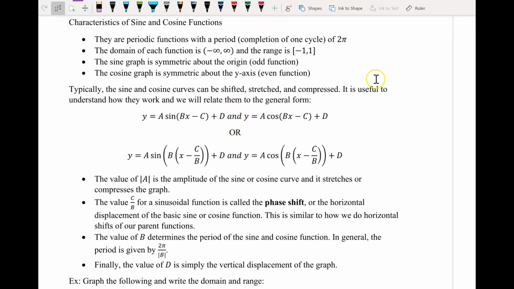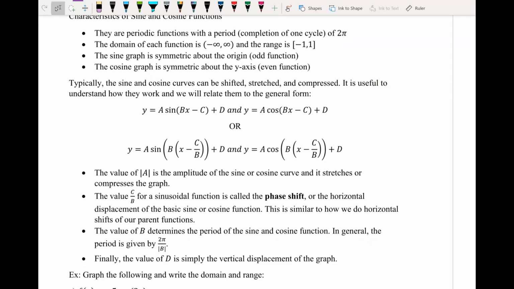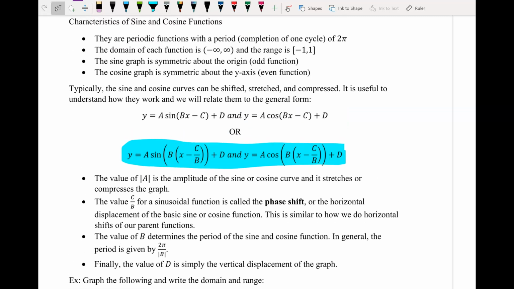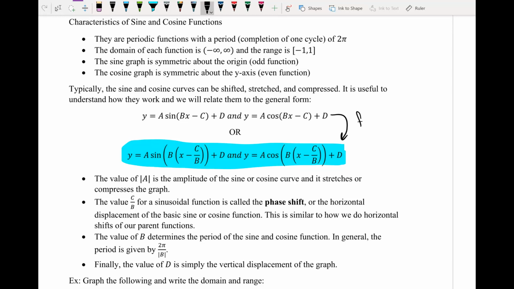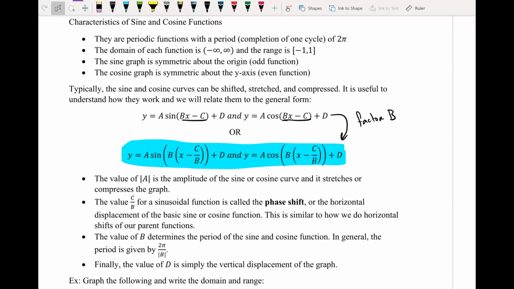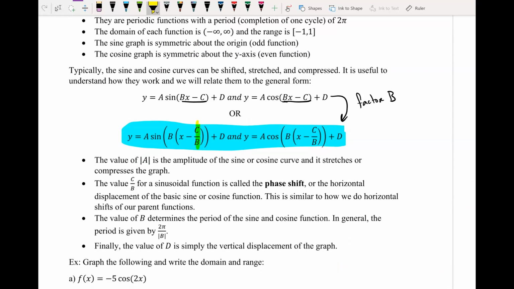Typically, the better way to write it, to be able to graph it, is if we factor out that B term. So this is super important. One of the things that you might want to consider doing, especially when you're graphing, is to factor out the B. Notice that factoring out this B from both terms is basically the same thing as dividing by B to the C. So whatever C is, when I factor out the B, all I'm really doing is dividing by the B. Okay, this is going to be super important when we start graphing with phase shift.